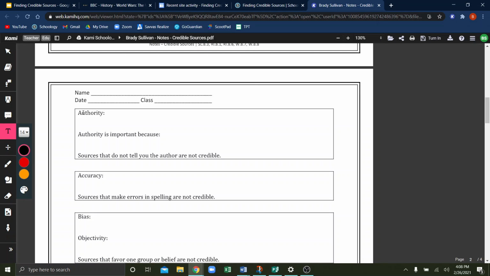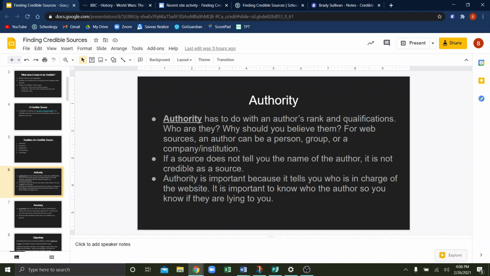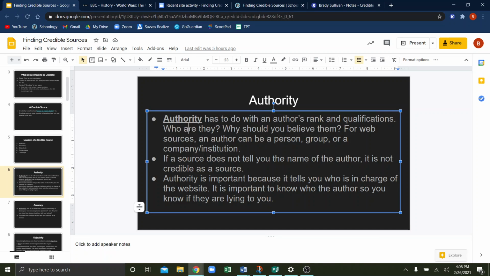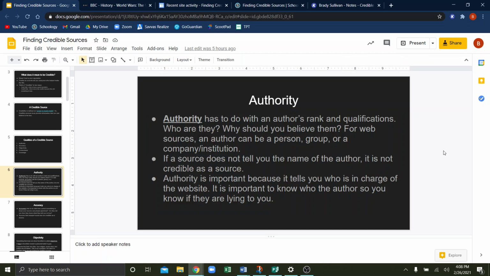And put this down under authority. Authority has to do with the author's rank and qualifications. Who are they? If a source does not tell you the name of an author, it is not a credible source. Authority is important because it tells you who is in charge of the website. It's important to know who the author is so that you know if they're lying to you.